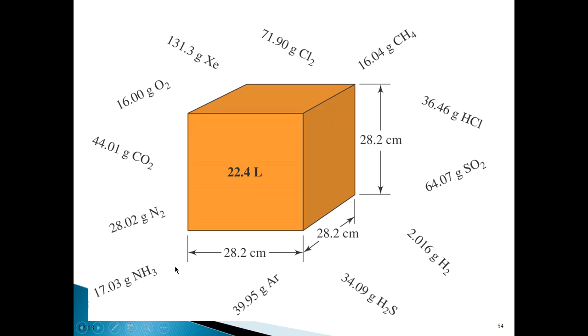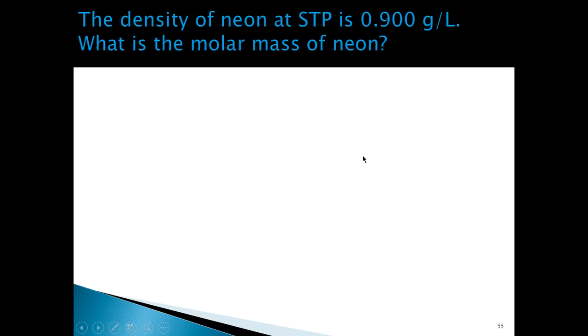Now let me just point out that there's one error here for oxygen. Oxygen exists as O2, so its molar mass should be 32, not 16 grams. All right, so I just thought I should point that out. Okay, so for any gas, it doesn't matter what the gas is, 1 mole will occupy a volume of 22.4 liters under STP conditions. So let's look at this question.